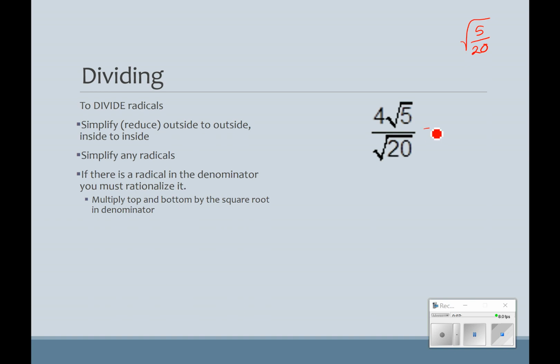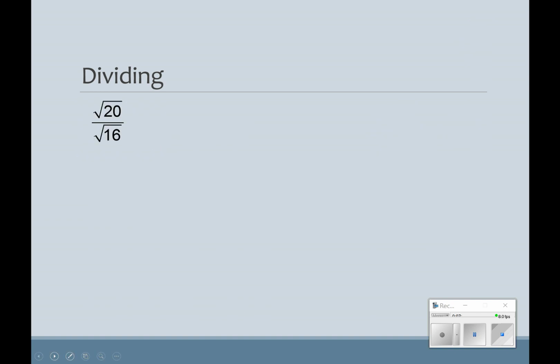Right. In this first example, I can reduce 5 over 20, so it becomes 4 times the square root of 1 over the square root of 4. The square root of 1 is 1, and the square root of 4 is 2. So if I simplify 4 over 2, it becomes 2. Here, square root of 20 over the square root of 16, I can reduce by 4, so I get the square root of 5 divided by the square root of 4. And then that becomes the square root of 5 over 2, because the square root of 4 is 2.